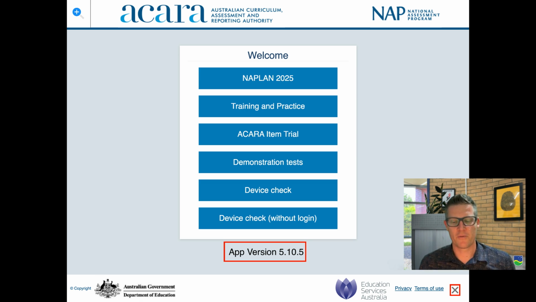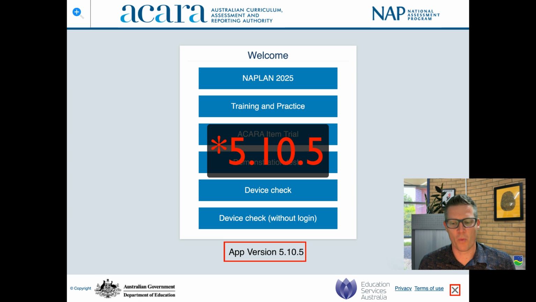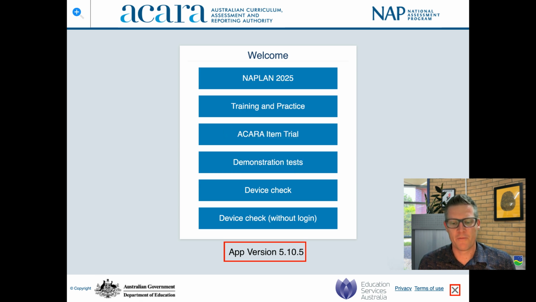We would now like to confirm that you have the correct version of the NAP Lockdown Browser. At the time of recording, the correct version of the NAP Lockdown Browser is 5.7.1. Once you've confirmed that you have this version of the NAP Lockdown Browser, you can click the small cross button at the bottom right-hand corner of the app. This will prompt you to exit the app. You can simply click the Yes button to confirm you would like to exit the app.